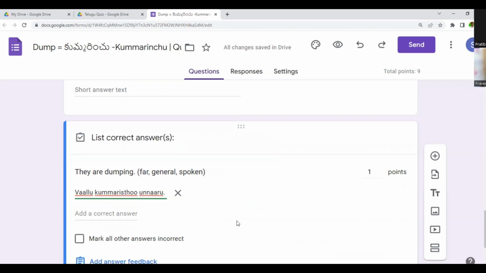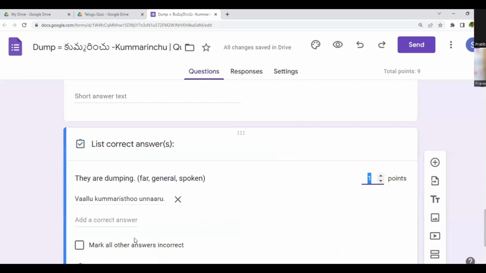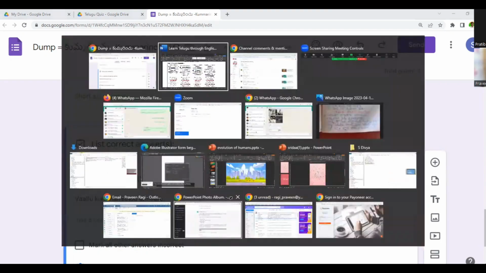Perfect. Okay. So now let's go there. Look at here. This is ru. We base from the formal meaning. They, varu. Even though there is a vallu sound, modified sound, we keep the same ending. Varu ending only. Varu kummaristu unnaru or vallu kummaristu unnaru. That you need to remember. Okay. Now let's go to the next category.